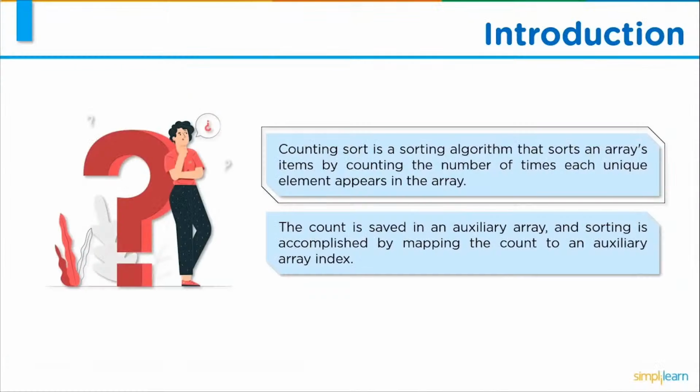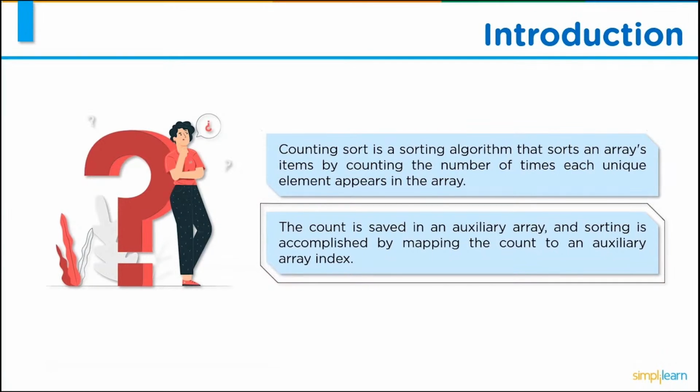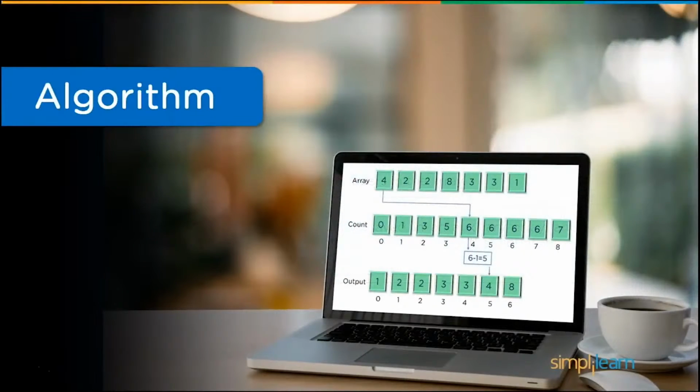Counting sort is a sorting algorithm that sorts the elements of an array by counting the number of occurrences of each unique element in the array. The count is stored in an auxiliary array, and the sorting is done by mapping the count as an index of that auxiliary array. Now let's discuss the counting sort algorithm.